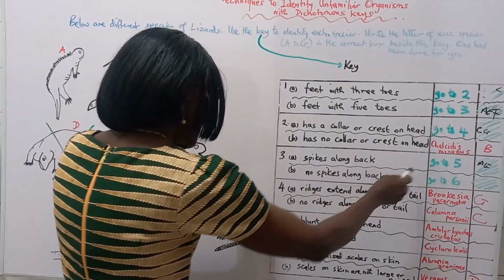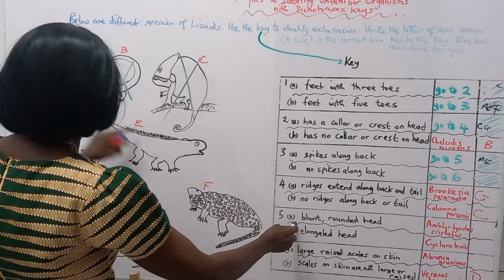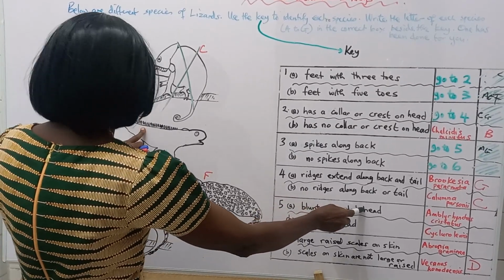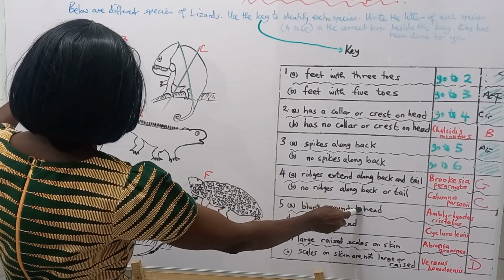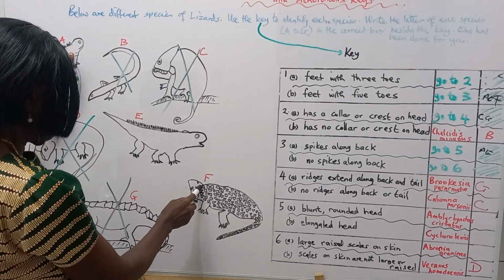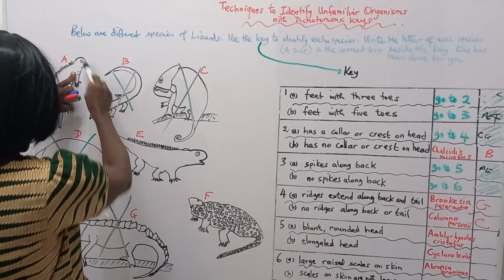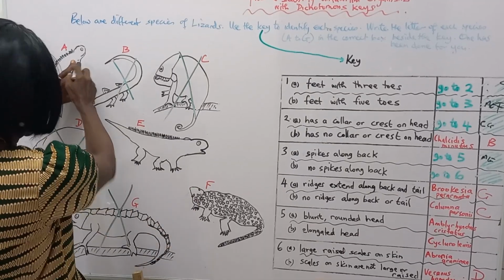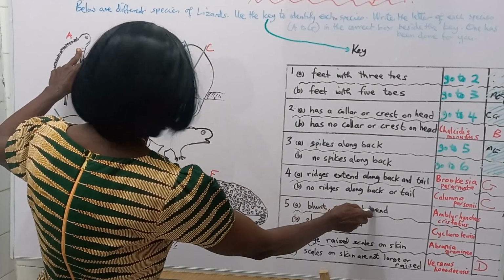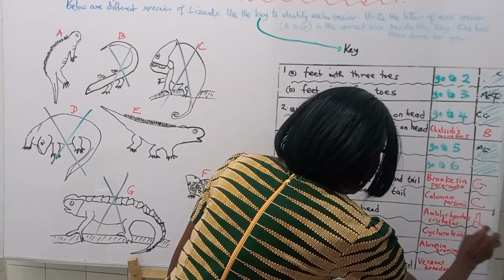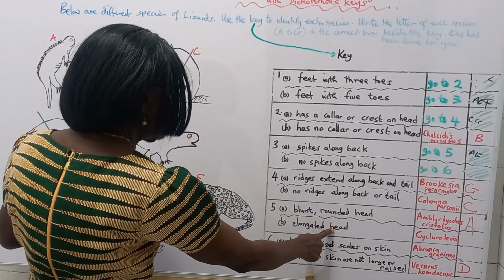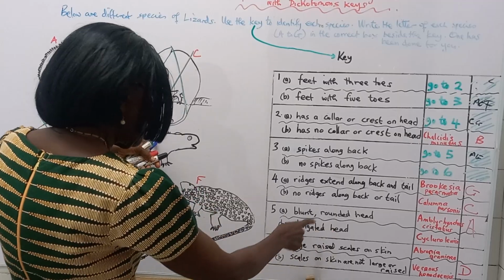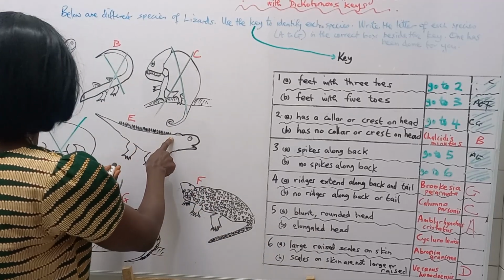So here, spikes along the back, we have A and E. And we are being told one of them is blunt, round head. Look at this, blunt, round head. This one is not a blunt, round head. The head of this is blunt and round, all right? It means that this one, blunt, round head, is A. The other one is elongated head, and it's A and E we are working with. So the elongated head, that is this one.